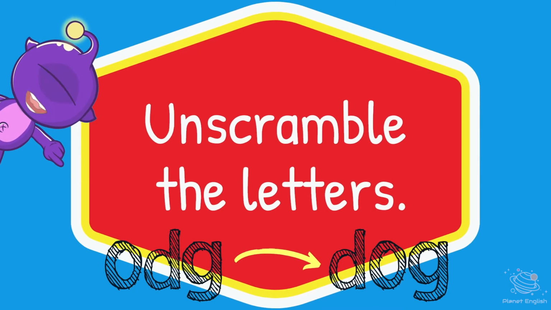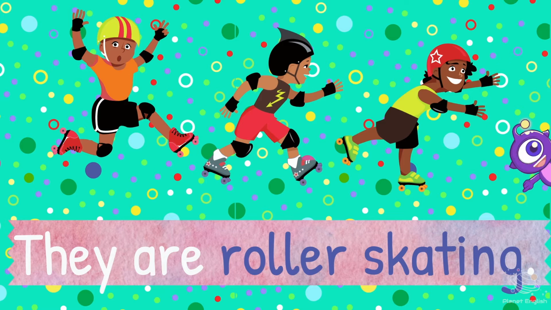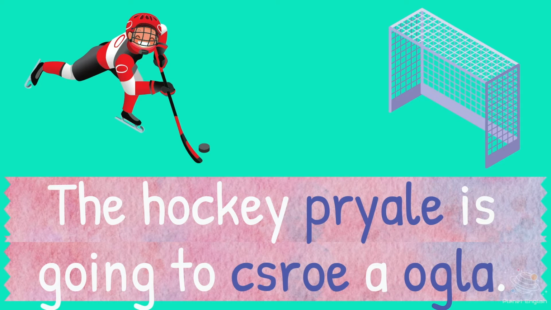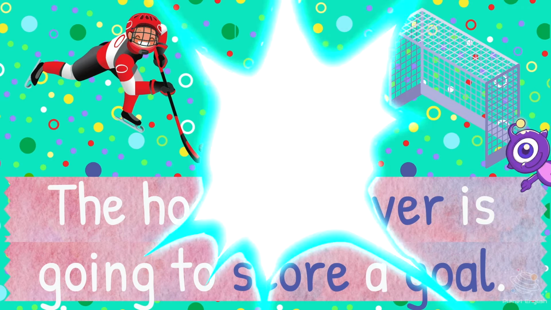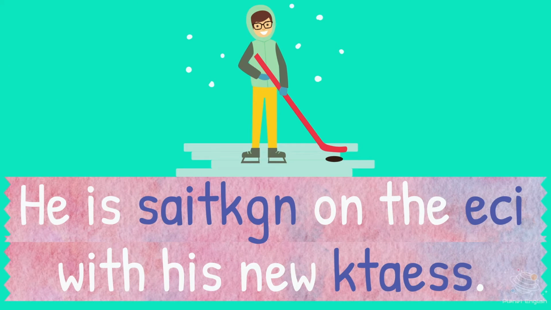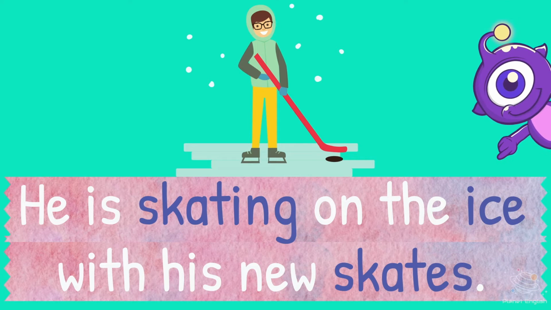Now, unscramble the letters. They are... Aha! They are roller skating. The hockey... is going to... The hockey player is going to score a goal. He is... on the... with his new... Aha! He is skating on the ice with his new skates.